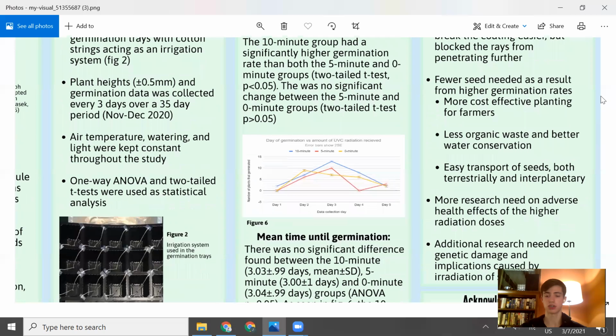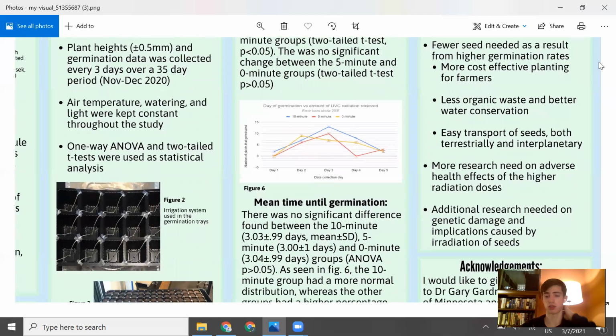It also allows for easier transportation of seeds, both on the terrestrial scale, for transporting seeds to different farms in large batches, and also on the interplanetary scale for long-term terraforming of other planets and agriculture. Seeds need to be transported, and it's not sustainable to keep transporting seeds back and forth. So by allowing some radiation and fewer seeds, it'll be easier to transport them, as they would be cheaper since you don't have to have shielding for them, and also because only fewer seeds need to be brought as there is a higher germination rate.